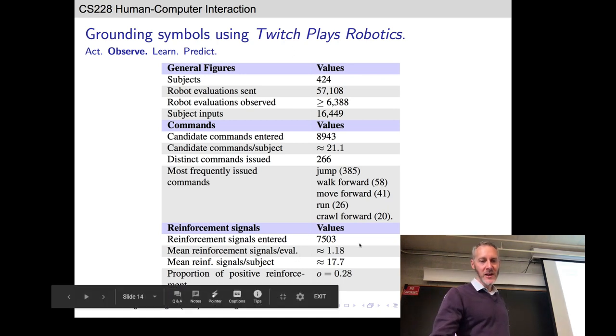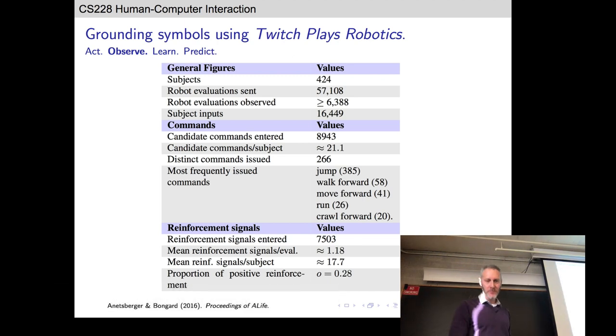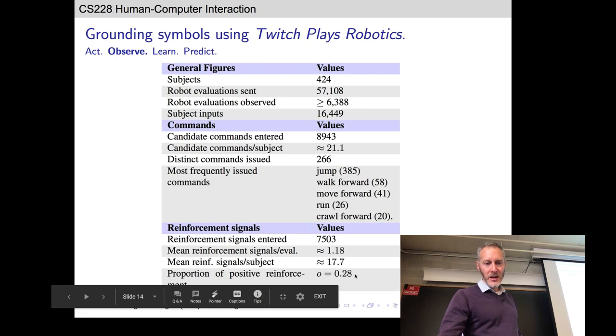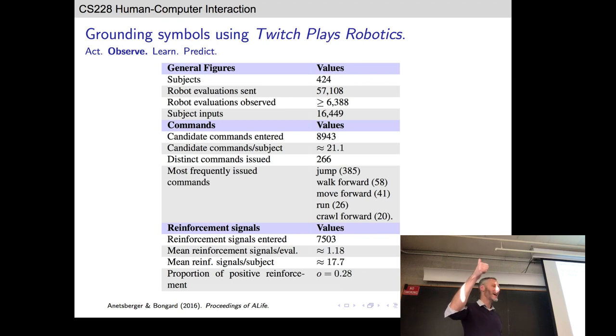What about yes votes and no votes? Well, we collected 7,500 of them. And this number here, O, is the proportion of positive reinforcement, or proportion of yeses. So 28% of the time, the crowd was giving an upvote, and 72% of the time, the crowd was giving a no vote. Not surprisingly, if we remember that the robots were being controlled by random brains, which means they were moving more or less randomly, it's unlikely that they were going to obey a lot of the commands. Okay, that's the data that we collected.